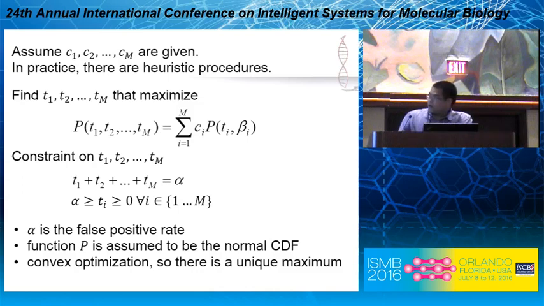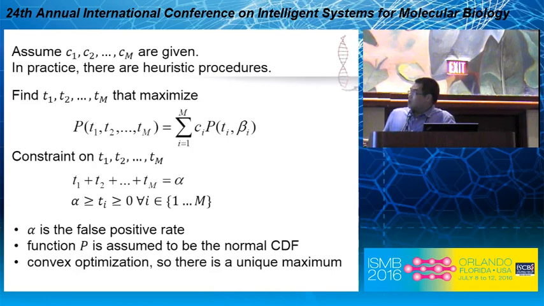So in practice, if you look at this function here, if you jointly optimize Ci and Ti, it's a very complicated function. It's not convex. So what we do is that we assume Ci is given to us. In practice, there are heuristic procedures for finding Ci's. For example, you can assume that if the SNP is in the DNA's binding site, then it can be 10 times more likely to be associated to the gene expression.